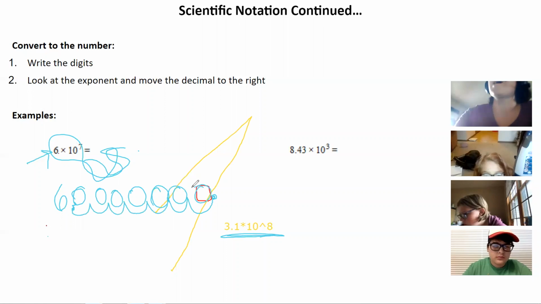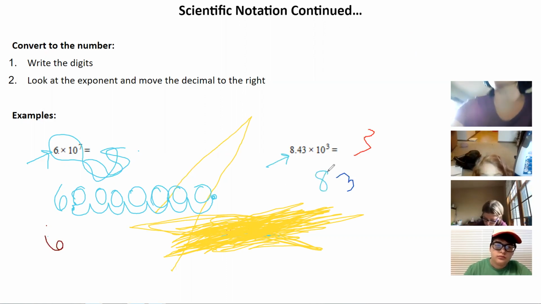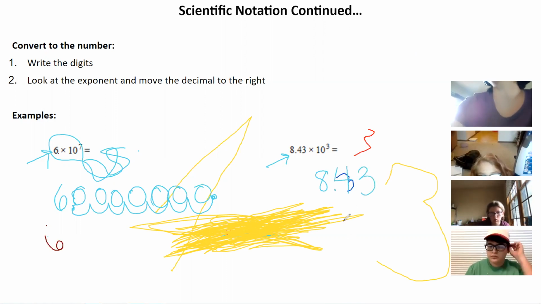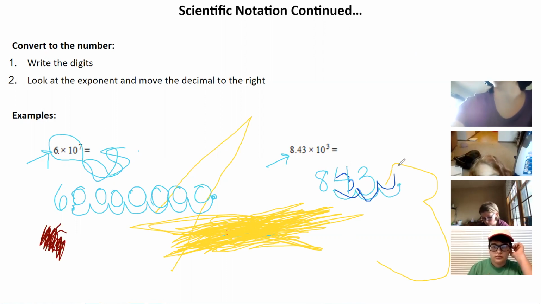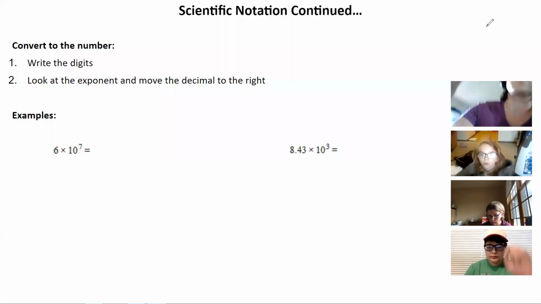Very good. How many spaces am I going to move the decimal over here? 3. Right. So I'm going to start with 8.43 and I'm going to move 3 spaces. 1, 2, 3. And I just have to fill in 1, 0. Very good. So we have 8430 is my number. Good. Good stuff, guys. See, we're getting through it quickly.